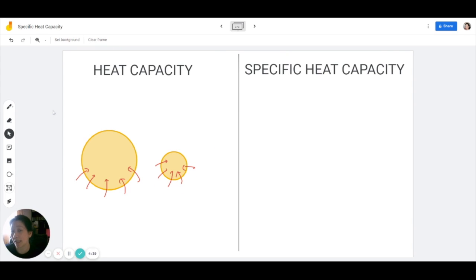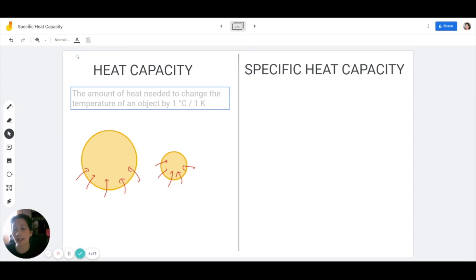So, heat capacity is the amount of heat energy needed to change the temperature of an object. The proper definition for heat capacity is this: it's the amount of heat energy needed to change the temperature of an object by 1 degree Celsius or 1 Kelvin. Because you have to remember that in physics, whenever we look at certain physical quantities or certain properties of an object or a material, we need to look at how the value changes per unit. In this case, it's per unit temperature, and the temperature can be expressed as 1 degree Celsius or 1 Kelvin.